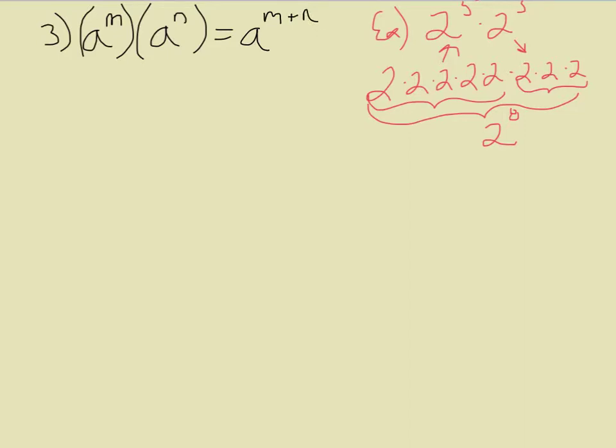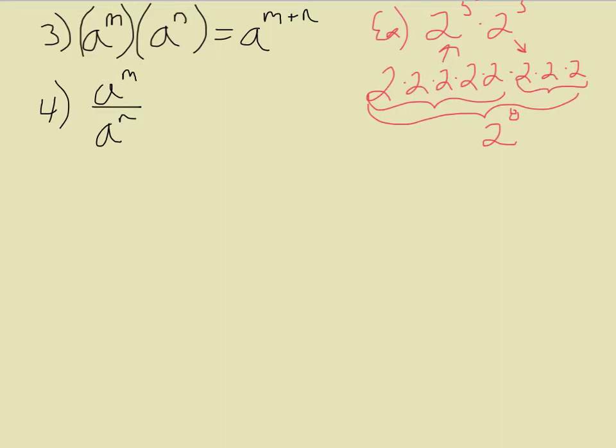Okay. The next one is really kind of the same thing. I don't think it really requires, it maybe shouldn't require its own. And that is, what if you had a to the m divided by a to the n? Okay? I'll show you very quickly two different ways of doing this.